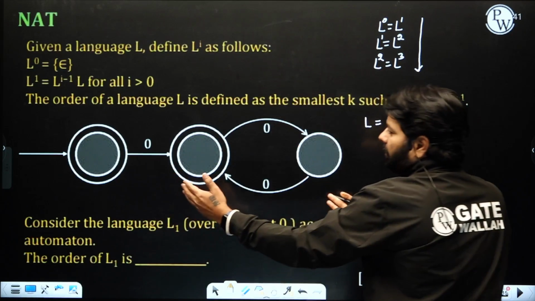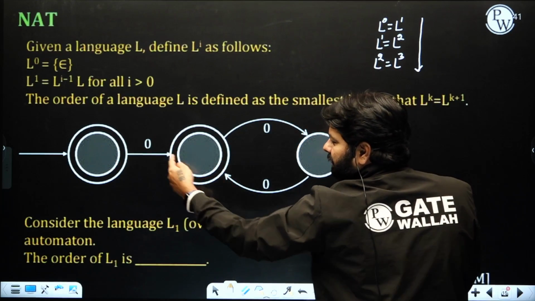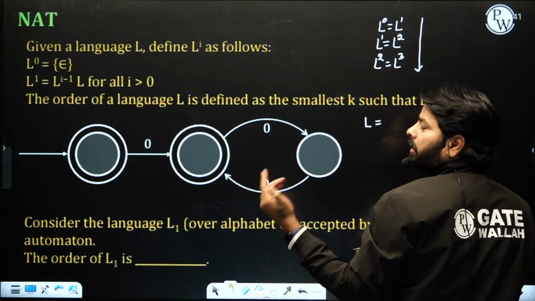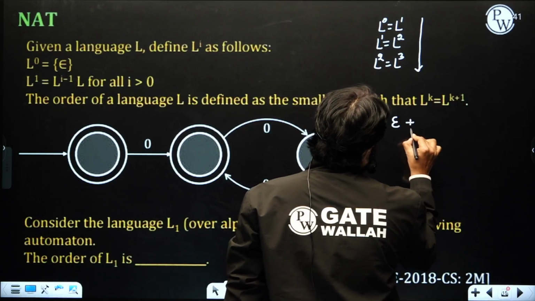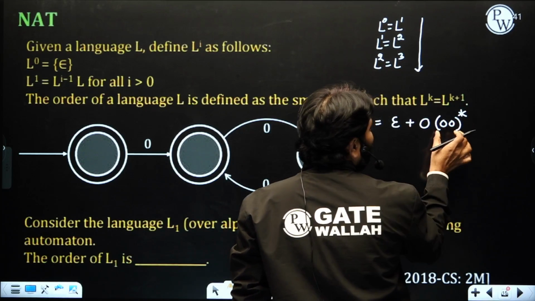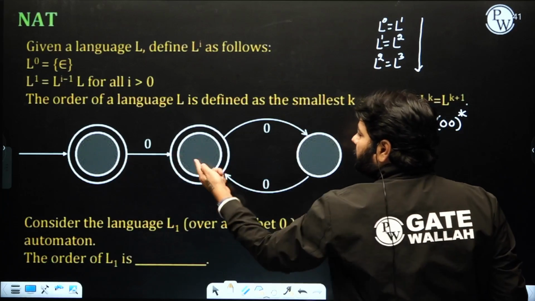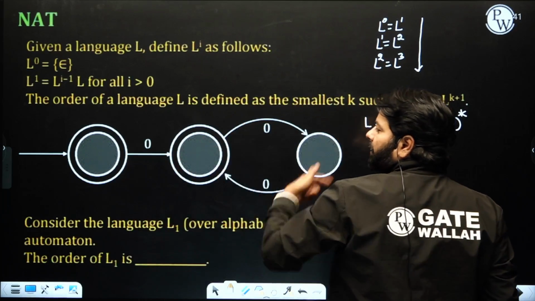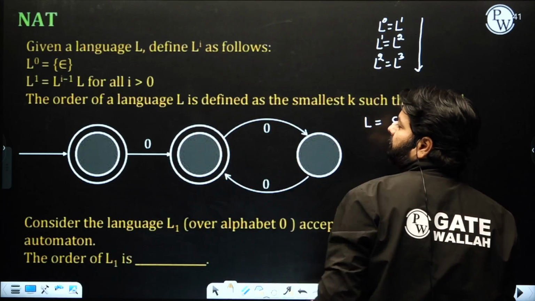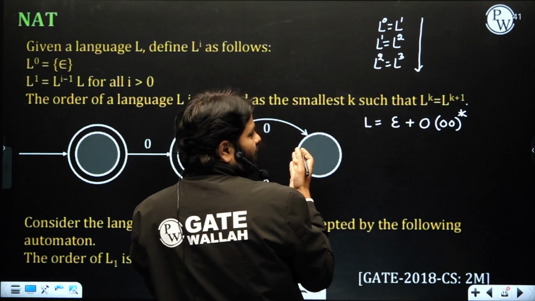So what is L here? L is nothing but epsilon, followed by 0, followed by any number of even zeros. So 0 followed by even zeros makes odd zeros. Epsilon is accepted, or 0 is accepted followed by any even zeros, that means 0 followed by double 0 becomes odd. So 10 is accepted, then 10 followed by double 0, or 10 followed by 4 zeros, and so on. So this is the language represented by the finite automaton.